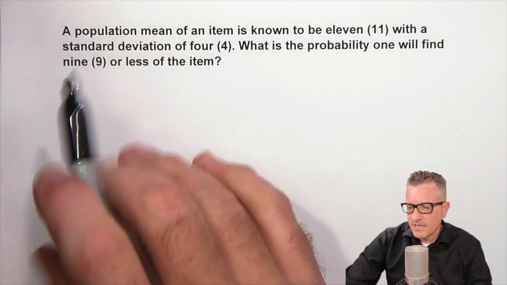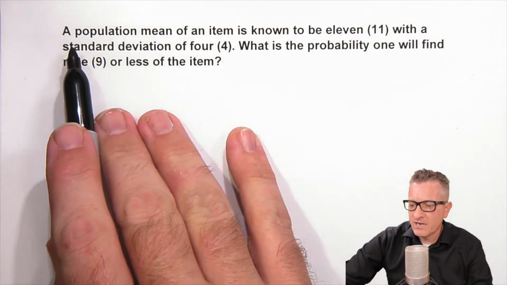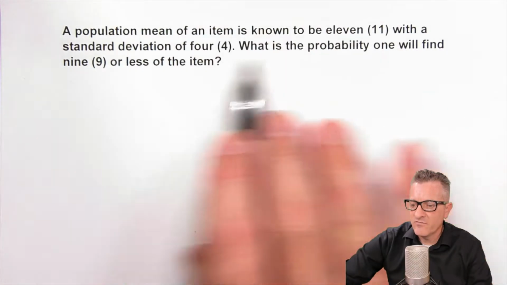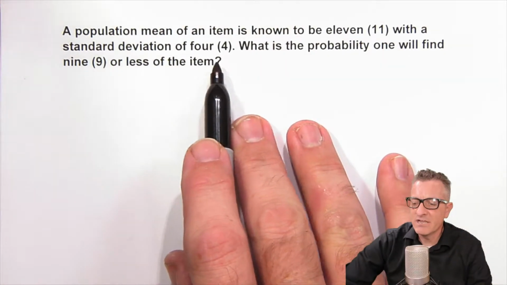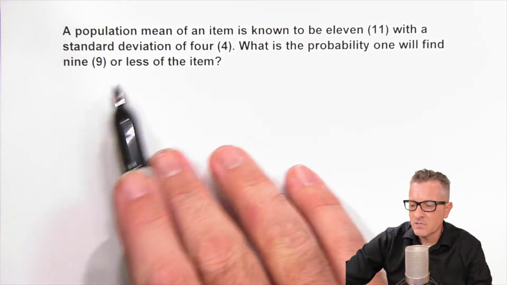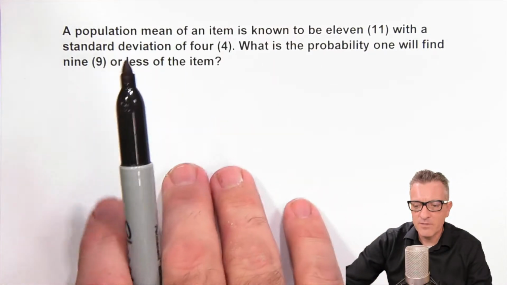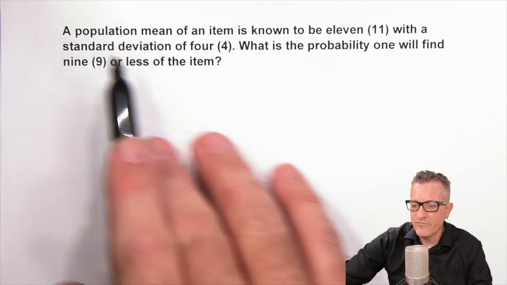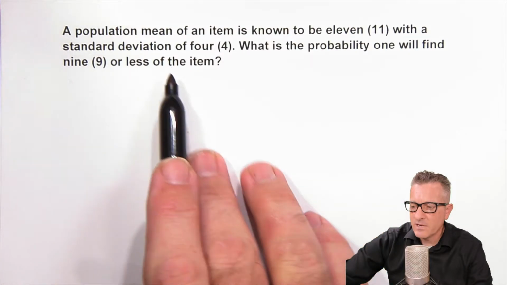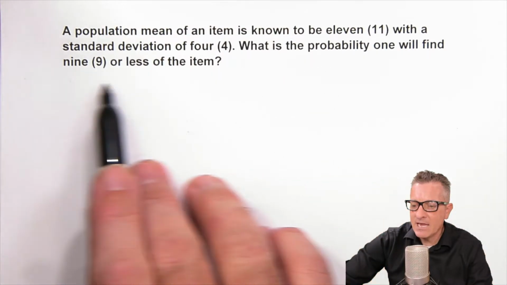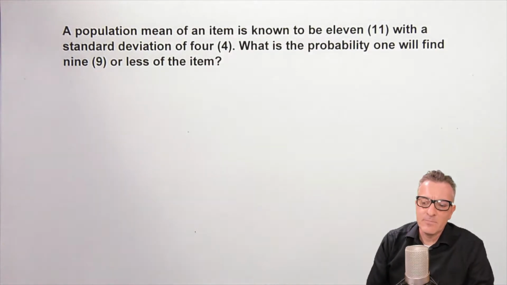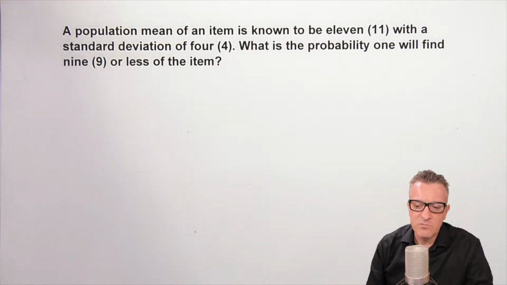So it says a population mean of an item is known to be 11 with a standard deviation of 4. So this is a very generic example. What we're saying is out of a population, we have a mean of 11 with a standard deviation of 4. What is the probability one will find 9 or less of the item? So out of a normal distribution, what is the probability of finding 9 or less?